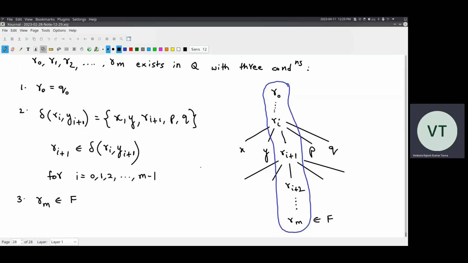In DFA's second condition, delta of Ri comma omega i plus 1 is Ri plus 1 because there is only one output state. Whereas here, it is a set of output states. I don't know the other elements, the other siblings of Ri plus 1. So instead of worrying about them, I'll just say Ri plus 1 is an element of the output set of delta Ri comma omega i plus 1. So it belongs to the output set. That's what I will say. I will not list the entire output set. Okay, so let's stop here.